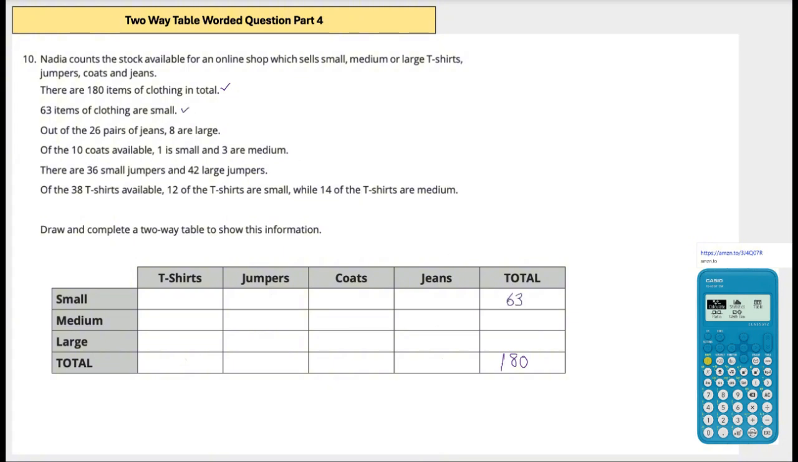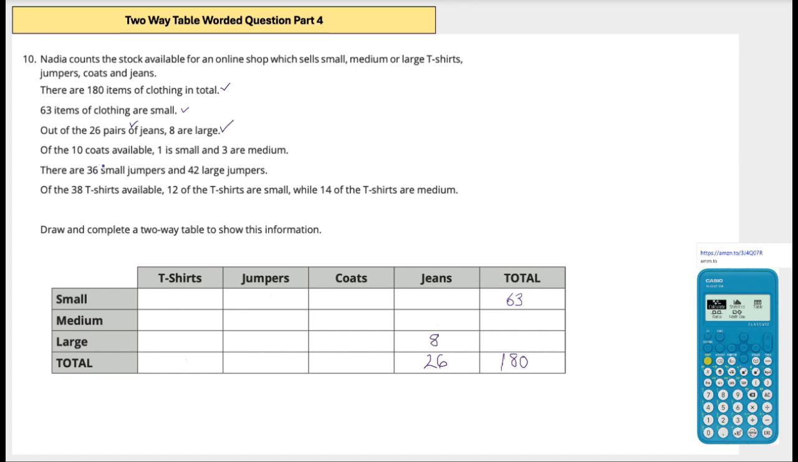That's done. Out of the 26 pairs of jeans, 8 are large. So out of 26, it's telling you what it's out of. The total for jeans is 26. Tick, tick, tick, and then 8 are large. So jeans, 8 are large. So as you can see, it's coming together.